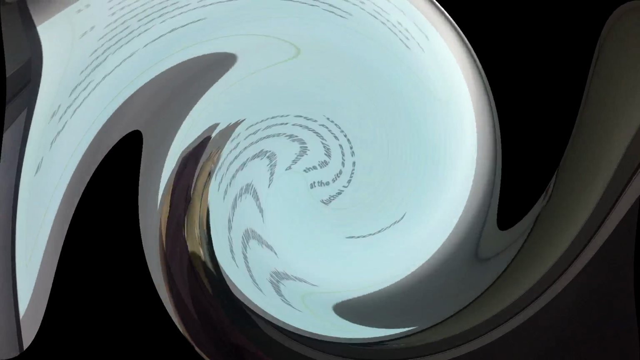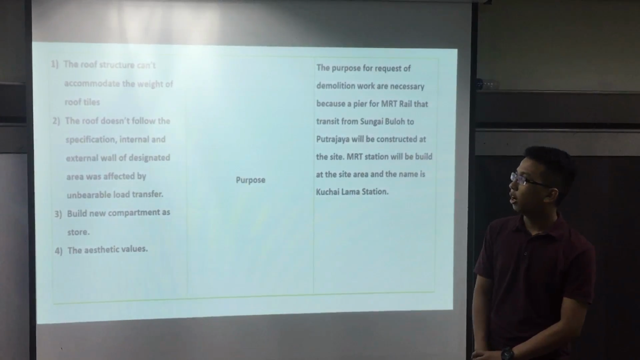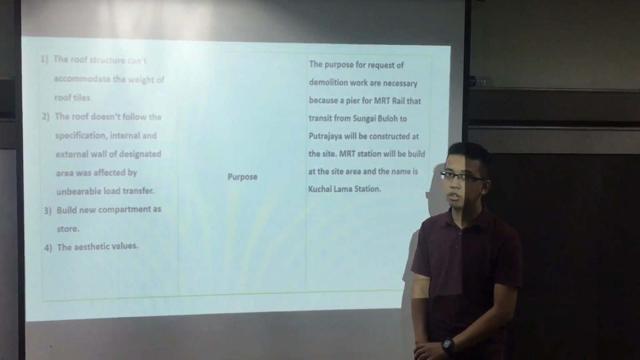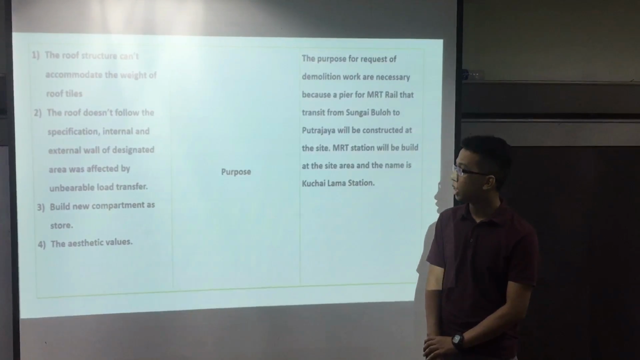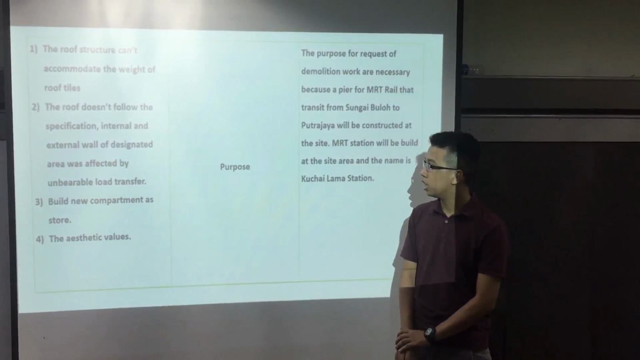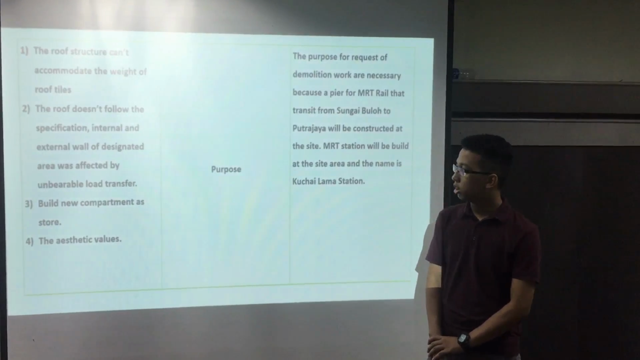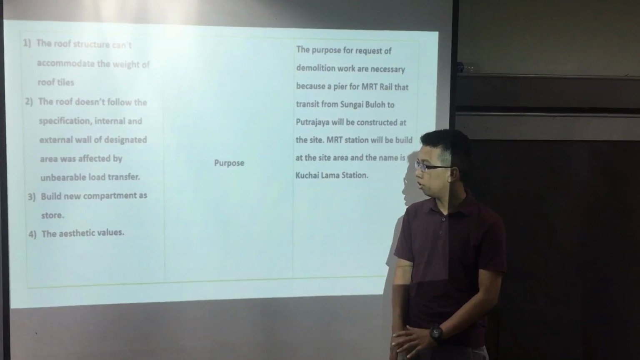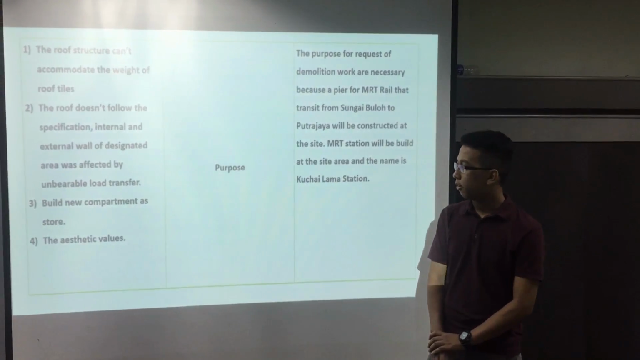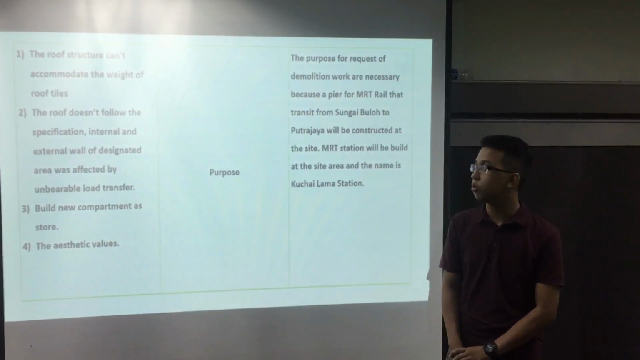And on to the next slide, the purpose of the demolition for the two-story bungalow. First, the roof structure cannot accommodate the weight of the roof tiles. Second, the roof doesn't follow the specification. Internal and external walls of the designated area were affected by unbearable water transfer. Third, to build a new compartment and store near the demolition area. And the final one is to produce more aesthetic value.